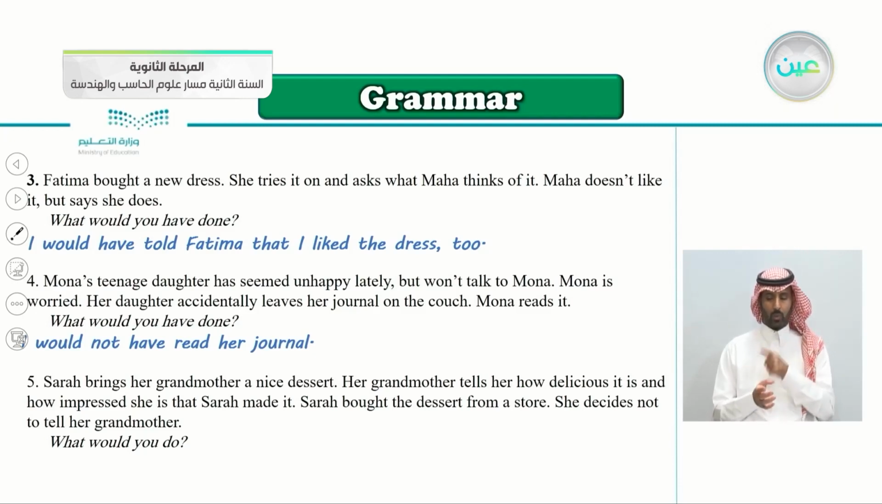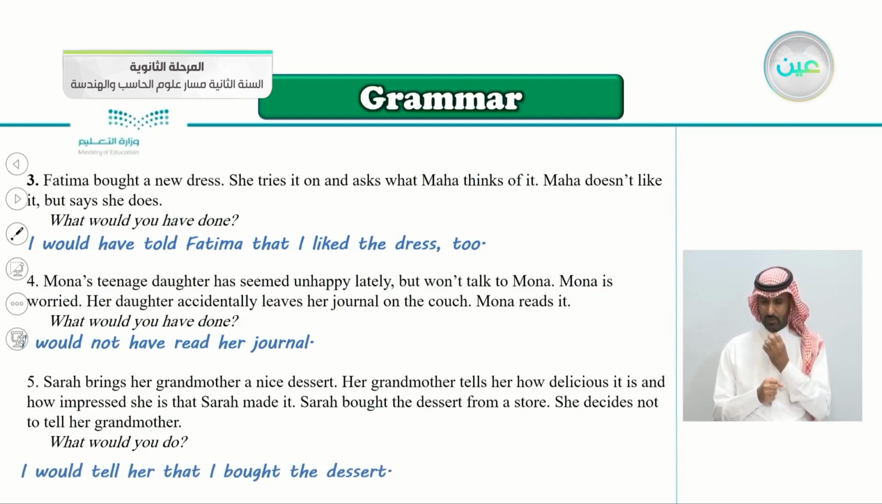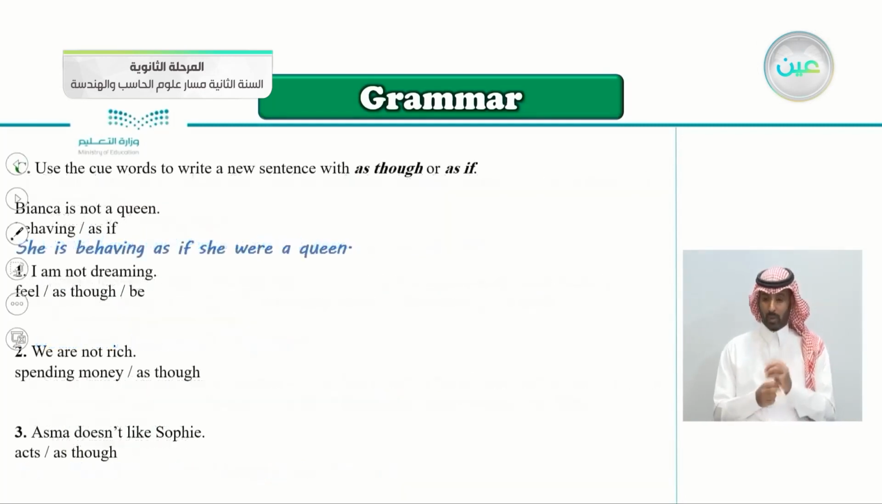What would you do if you're in Sarah's place? Would you tell the grandmother, no, I bought it, or would you just go with it? So I would tell her that I bought the dessert. Of course, this is the moral and ethical way to go, is to tell the truth.